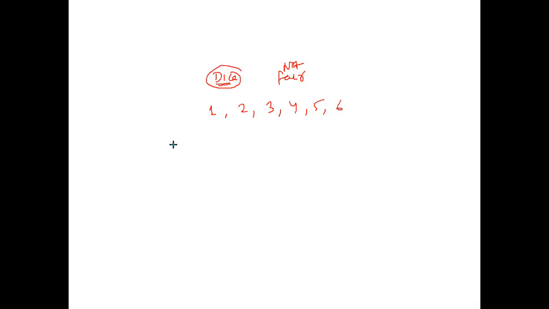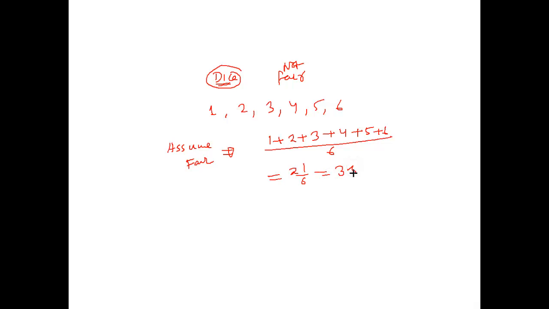If you assume that it's fair, then what will happen? You will say that the average is 1 plus 2 plus 3 plus 4 plus 5 plus 6, divided by 6, because you say that each of them has an equal chance to come. So this is 21 by 6, so the average is 3.5. This is on the assumption that this is a fair die, all of them have equal chances of coming.